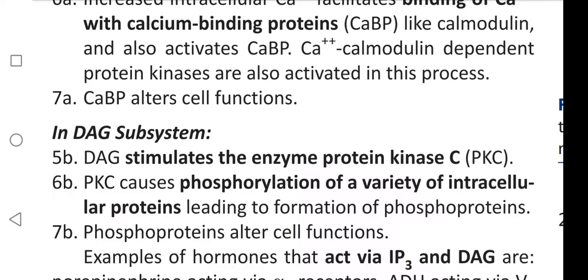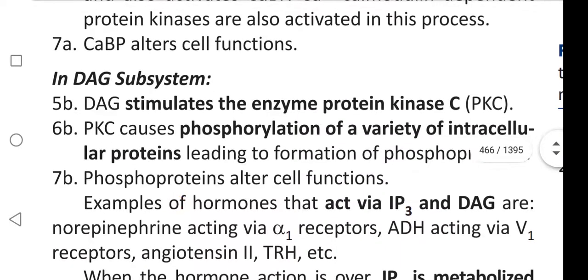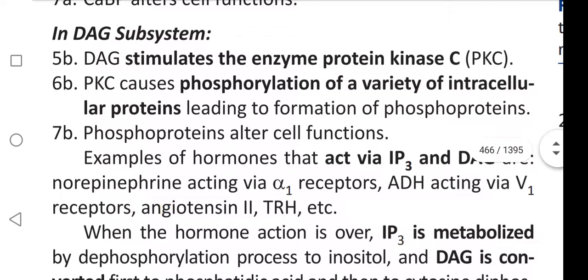In the diacylglycerol subsystem, diacylglycerol stimulates the enzyme protein kinase C. Protein kinase C causes phosphorylation of a variety of intracellular proteins, leading to formation of phosphoproteins. Phosphoproteins alter cell functions.